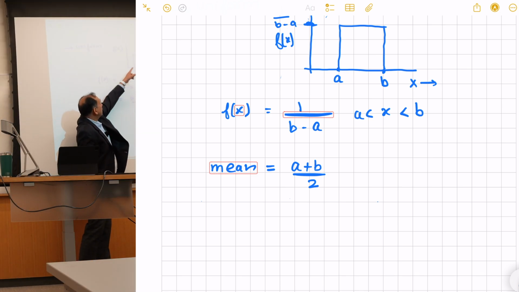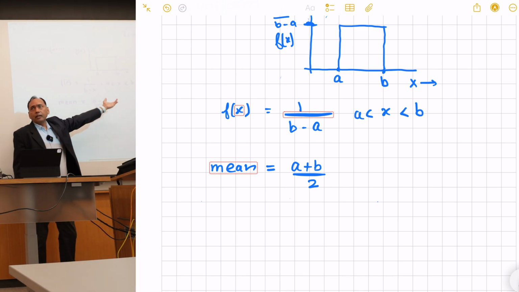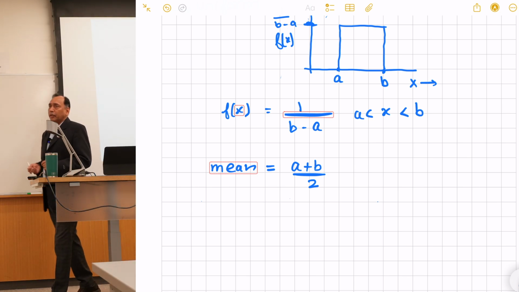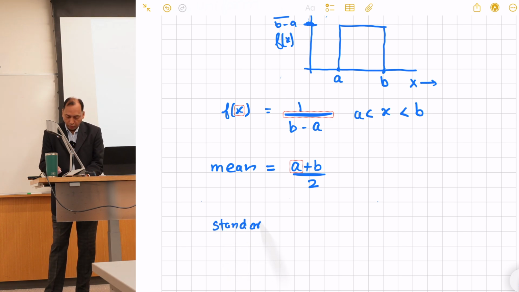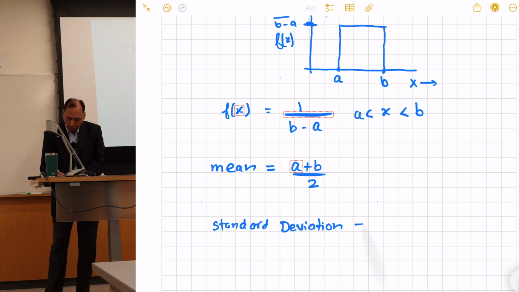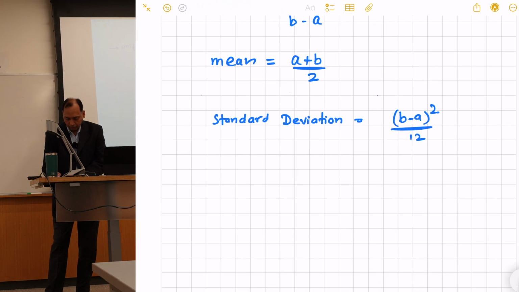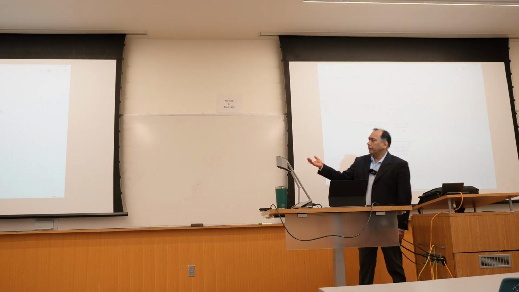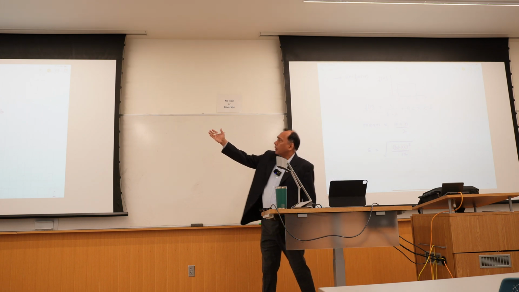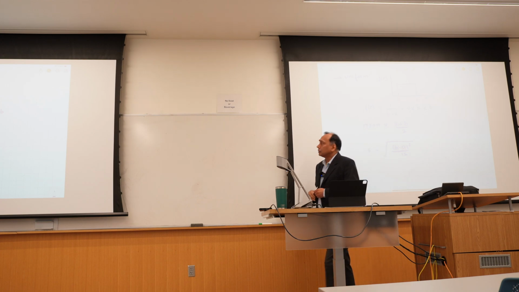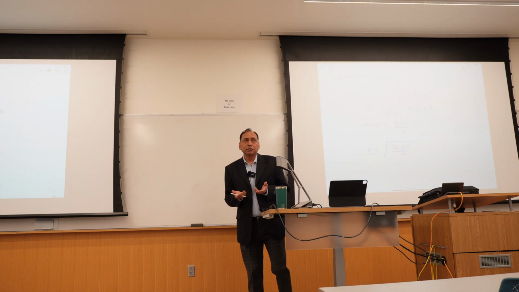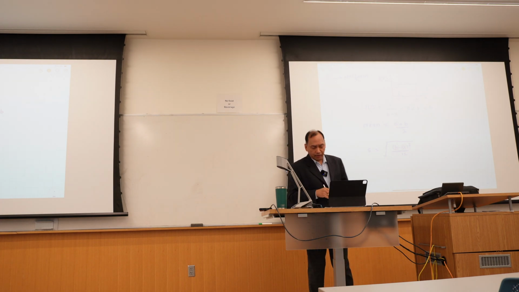If you look at this picture, it's a rectangle, and mean is at the middle, so that is a plus b by 2. Standard deviation for uniform distribution is going to be square root of b minus a whole square divided by 12. It's not very difficult to derive these formulae, because the shape is very simple. It's a rectangle, and what you need is length and height. So once you have that, you can figure out things very easily.